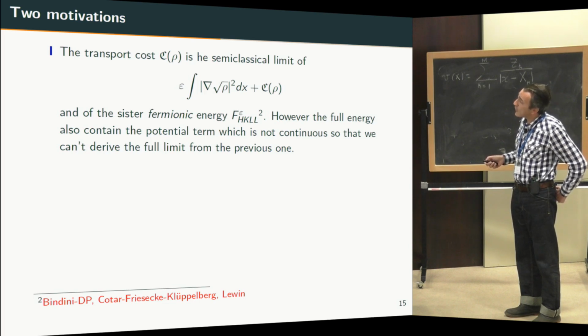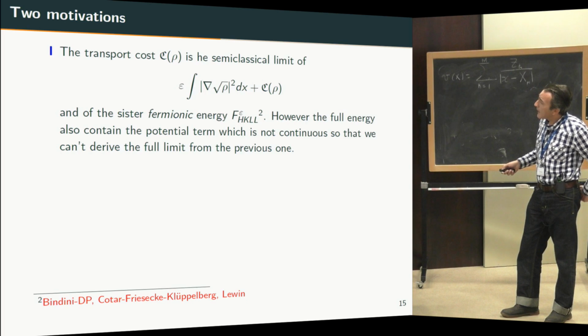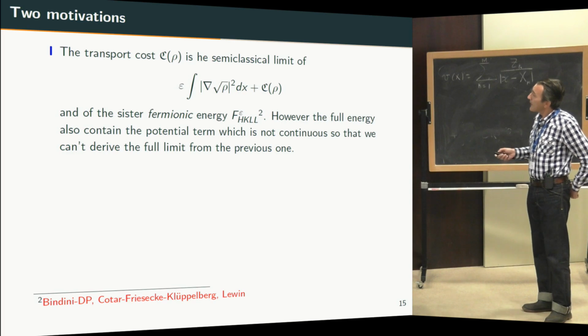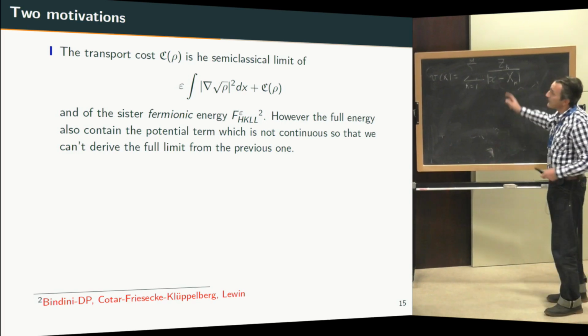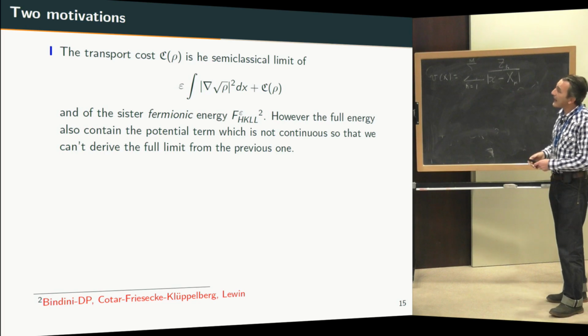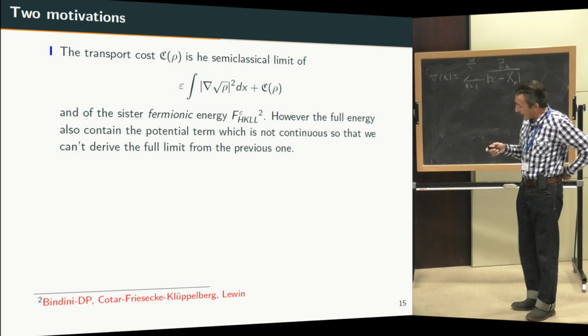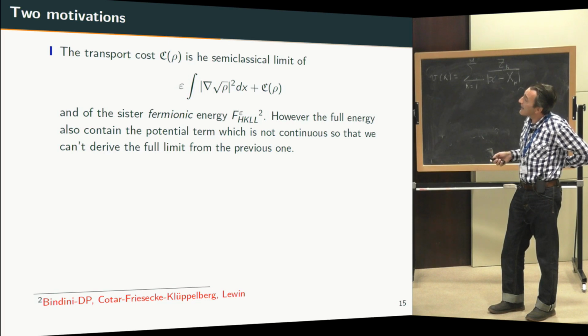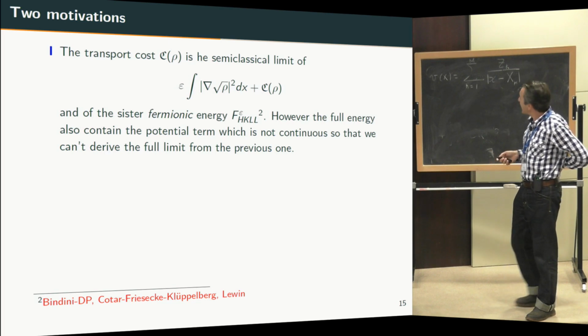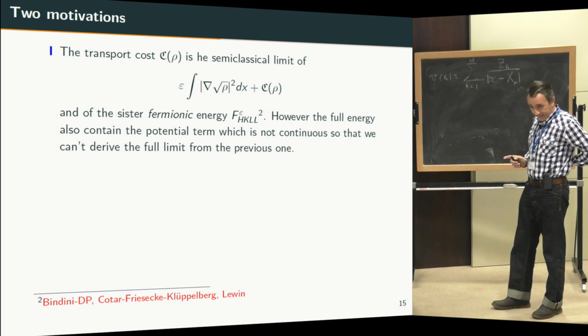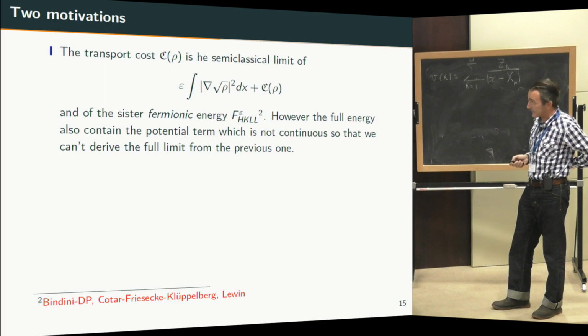of the fermionic energy, the Hohenberg-Kohn functional I showed you before, and this has been proved by myself with Ugo for some n, by Claudia Kotter, Friesecke and Klüppelberg in a more general setting, and by Lewin also in a more general setting. But this energy is not continuous. So when I add this term, I cannot deduce the limit from this one anymore. And indeed, when I add this one, the limit is not semi-classical, it stays quantum, in the sense that we will find that there is still kinetic energy in the limit.